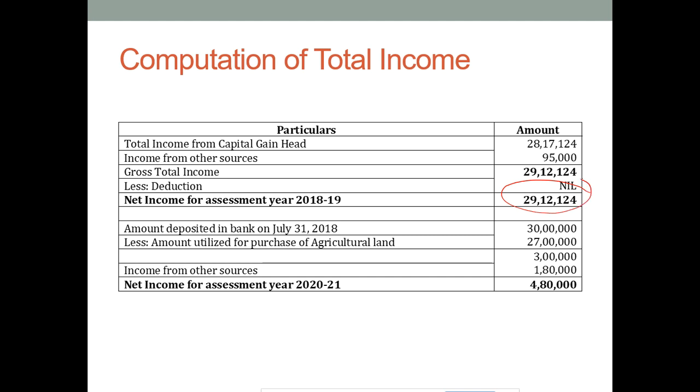29,12,124. Now what happened? The amount of 30 lakhs which was deposited and which was claimed as exemption in earlier years, ultimately he utilized only 27 lakhs. So the balance 3 lakhs is taxable in the later assessment year with any other income. So in the assessment year 2021, this 3 lakh rupees will be taxable, and in that year the total net income for taxability is 4 lakh 80,000.